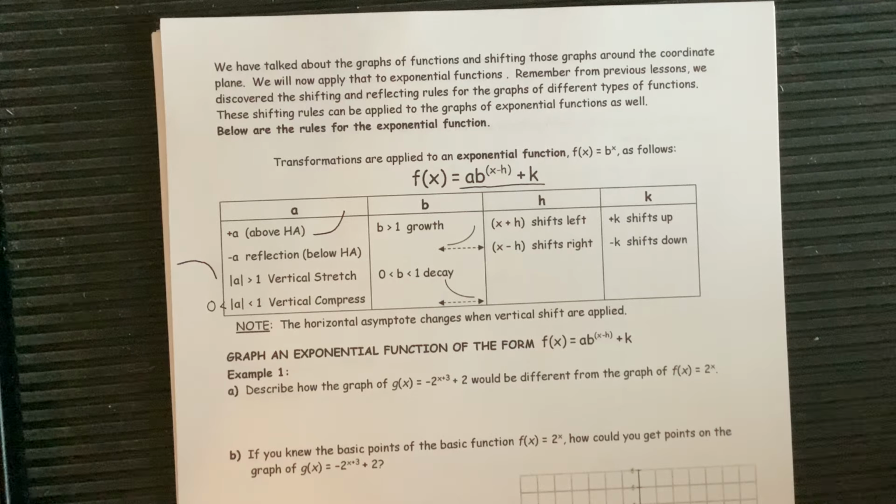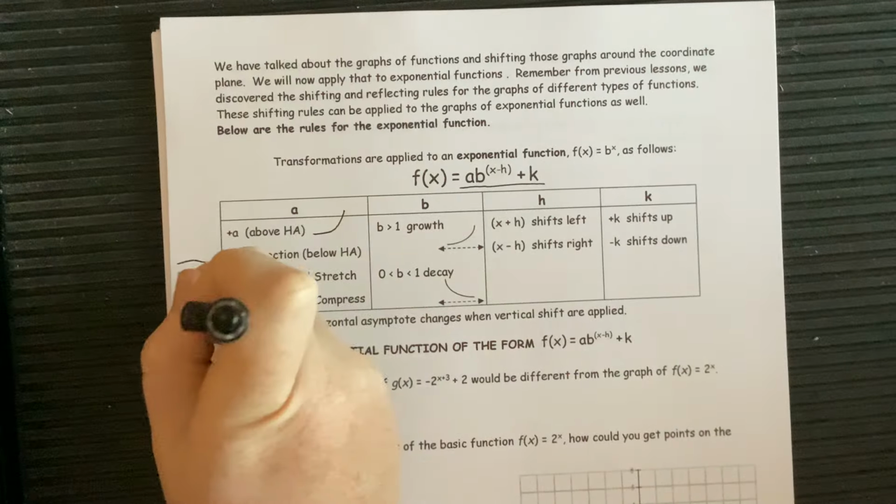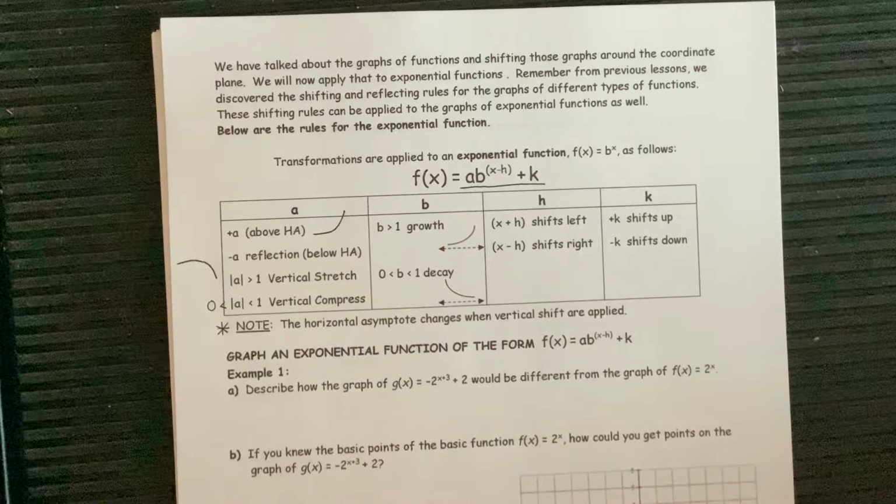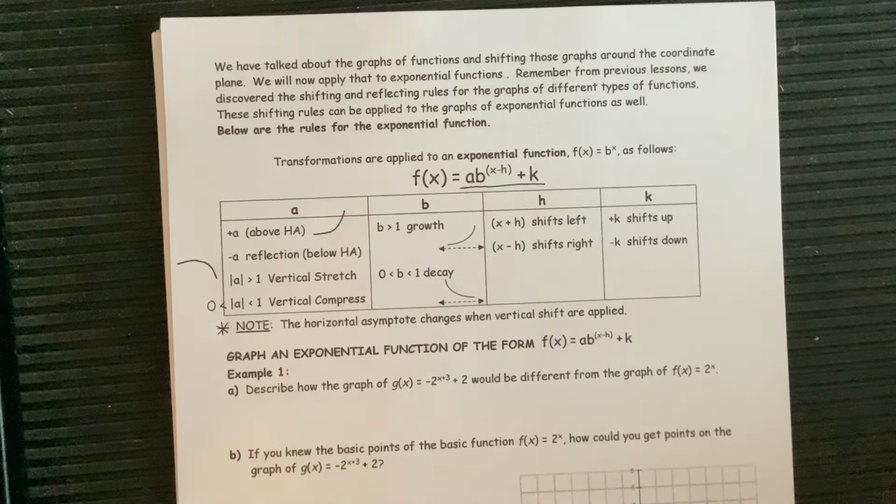Your b value tells you whether it's growth or decay. And then your h value shifts you left and right, just like it has been every other unit. And your k value moves you up and down. This note's important, so it says note, if you shift something up and down, that's going to move your horizontal asymptote with it. So usually your horizontal asymptote's at y equals 0. If you shift it up 3, then it's going to be at y equals 3. So it's going to move that up and down.